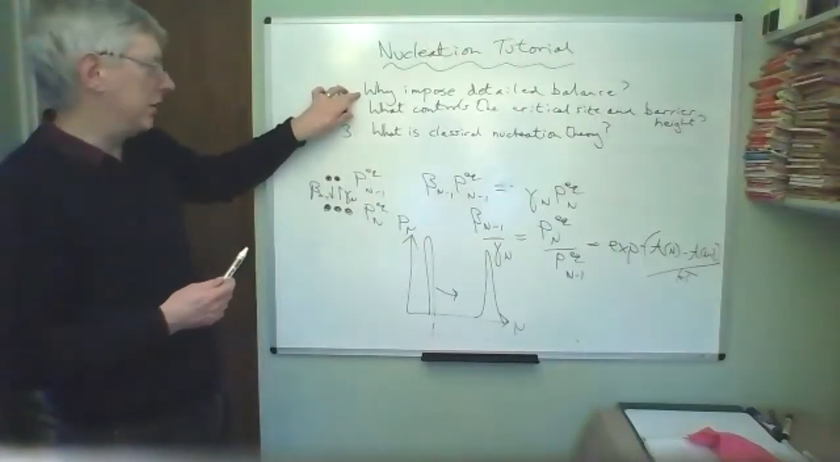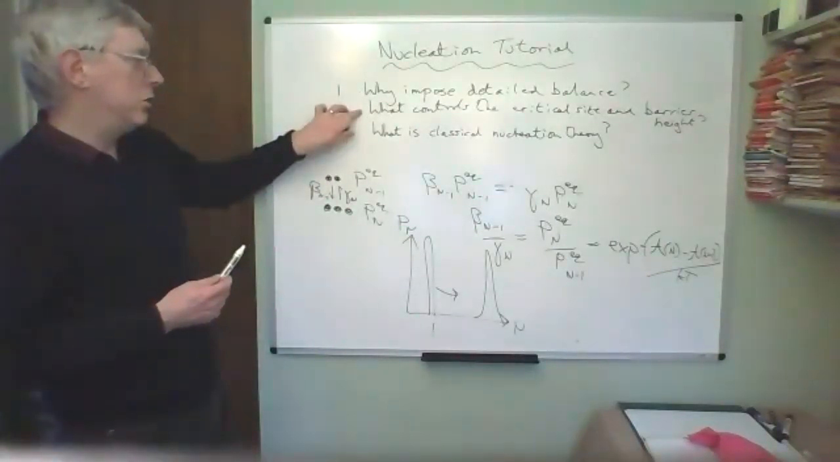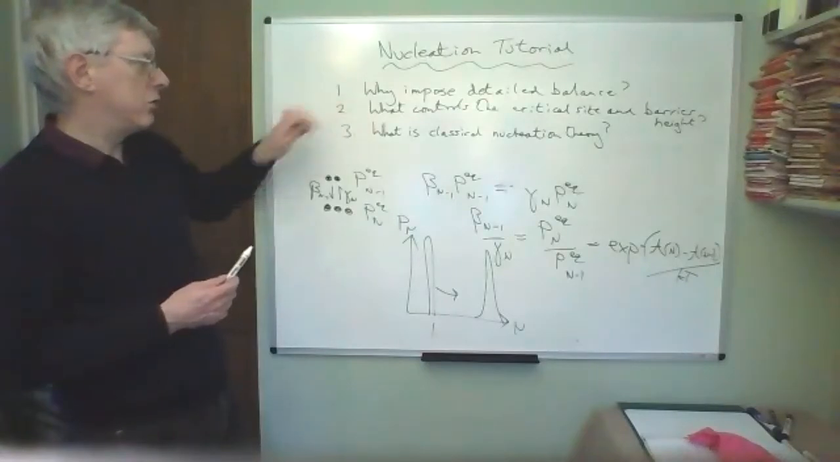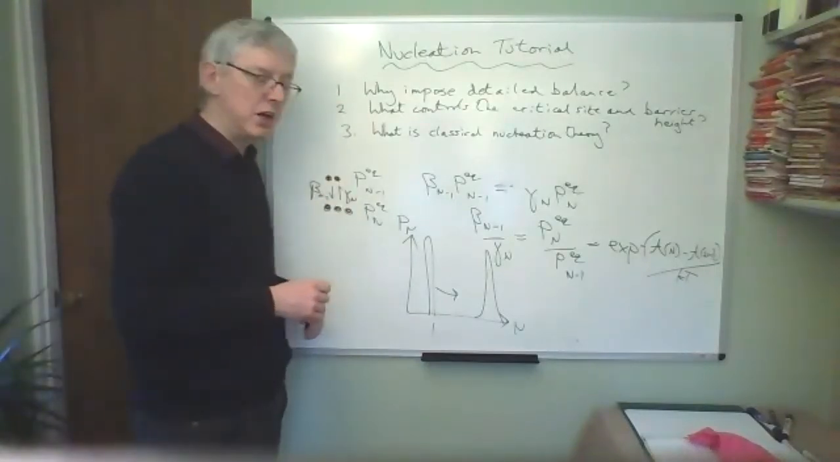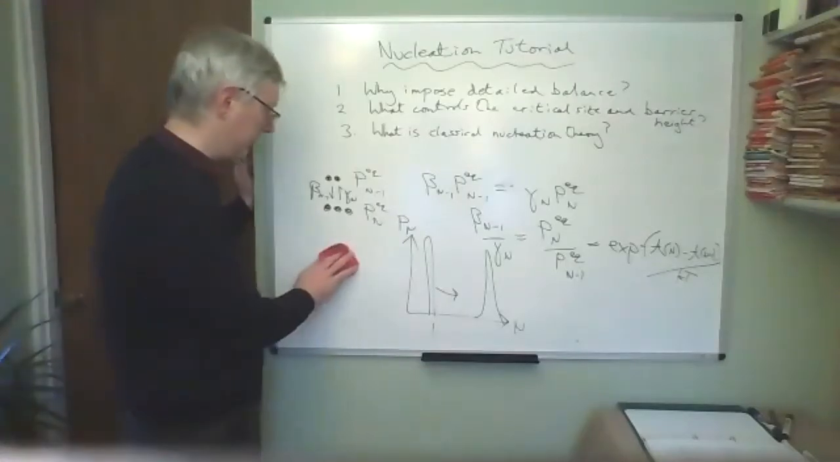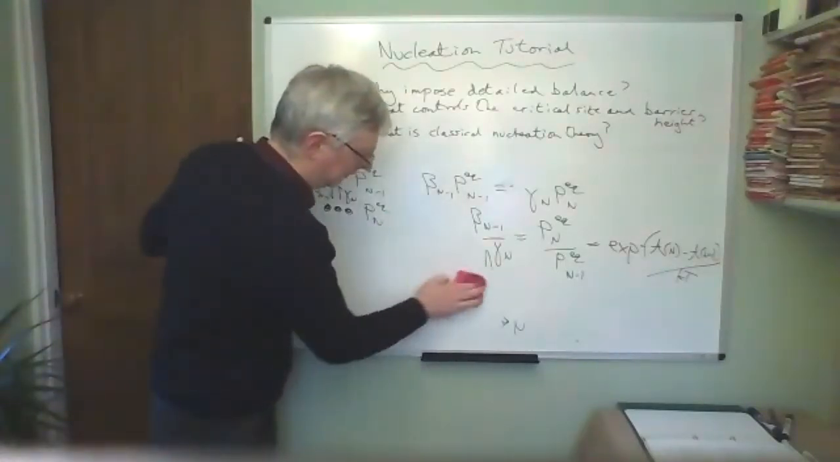Why impose detailed balance? All right, room 2. What controls the critical size and the barrier height? Well, what are those things? Somebody from room 2 can tell us. Could it be the rate at which this probability can pass across the central region in phase space? So between the, what's it called, the initial state and the relaxed state.